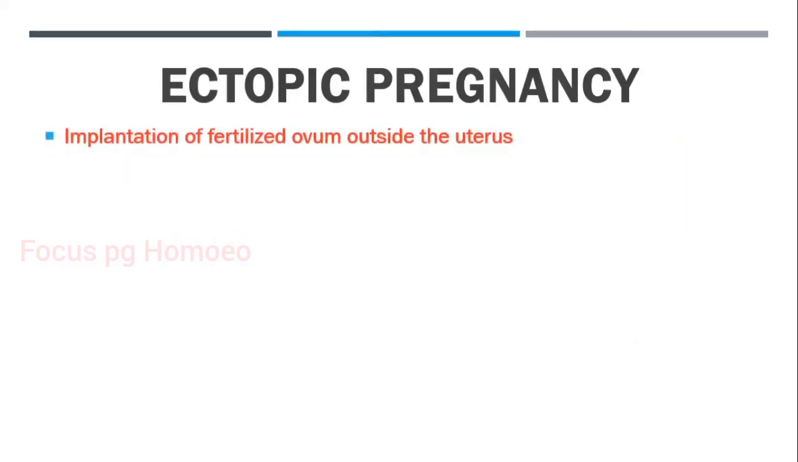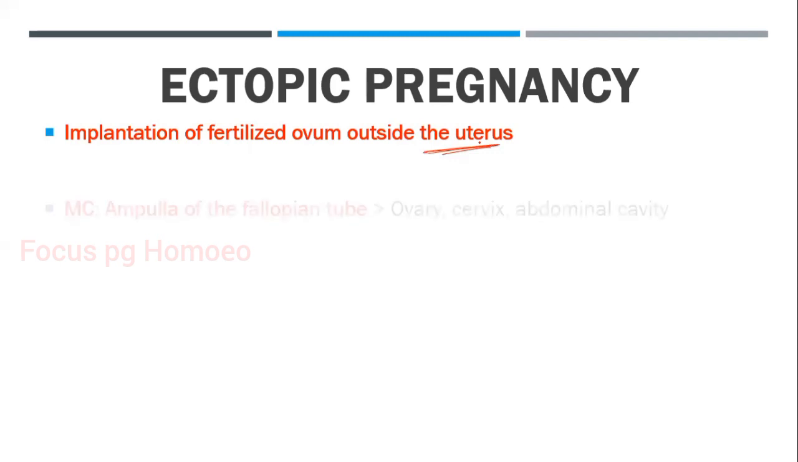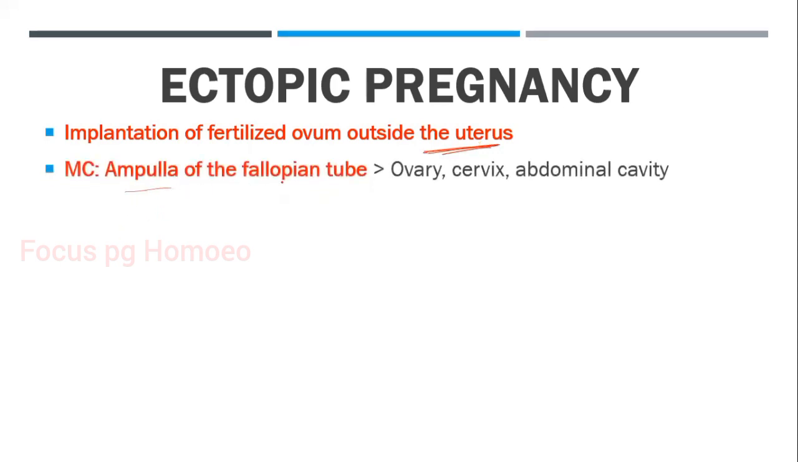Ectopic pregnancy. Ectopic pregnancy is implantation of a fertilized ovum outside the uterus. The most common site is the ampulla of the fallopian tube.